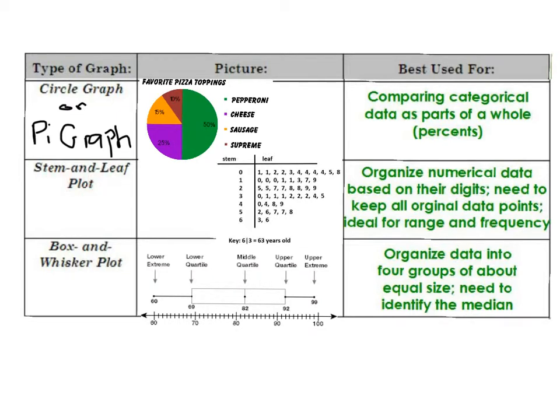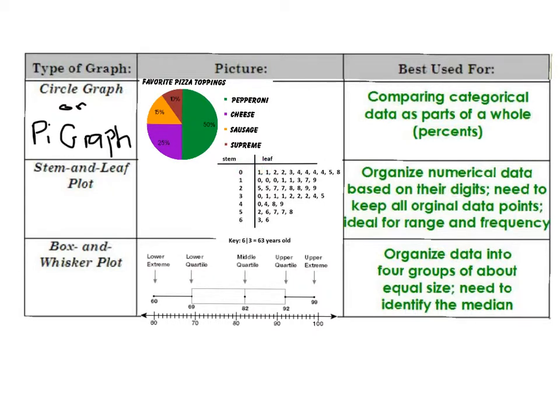And then you have a stem and leaf plot that organizes numerical data, so numbers, based on their digits. And it keeps all of the original data, so you have all of the original data points, and it's great for ideal and for range and frequency. So here you have your stem, which is the first place value, and you have your leaf, which is the rest of the place values to the right. And then you always have a key that tells you how to break it down. So here it's telling you the number in the stem is the tens column and the number in the leaf is the ones column. So your stem here would be 0, 1, so that would be 1.